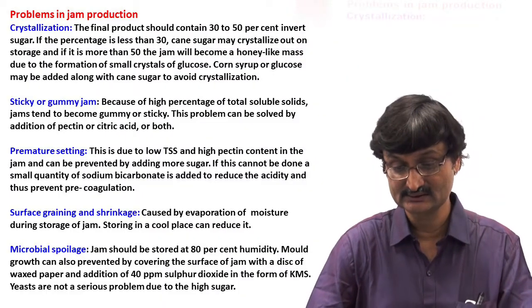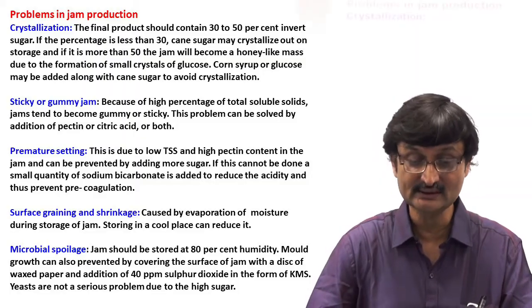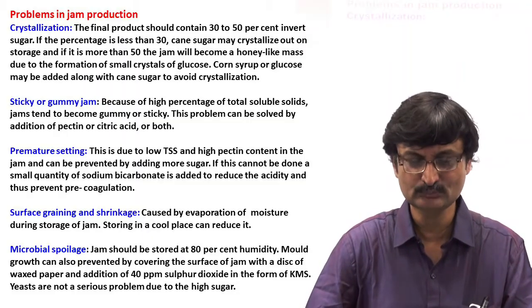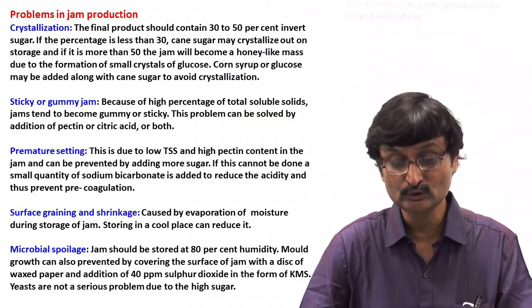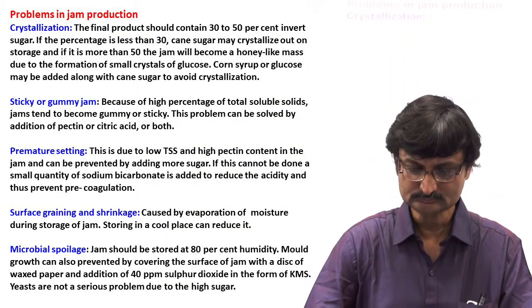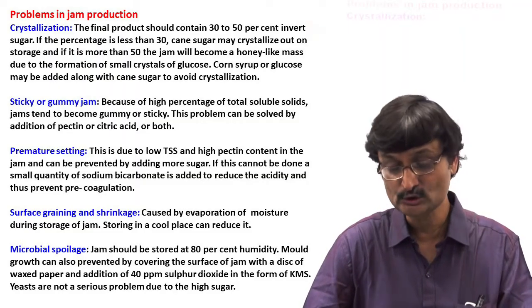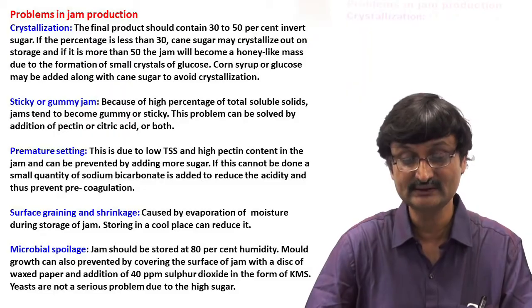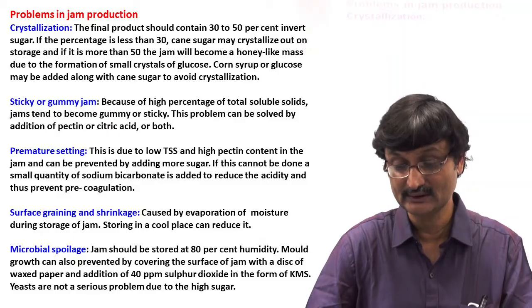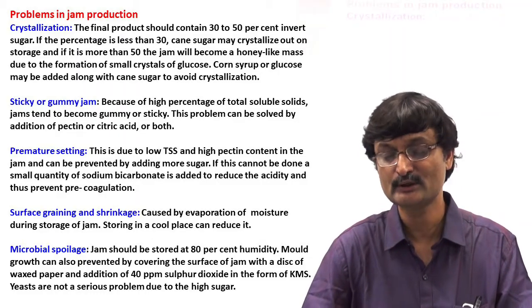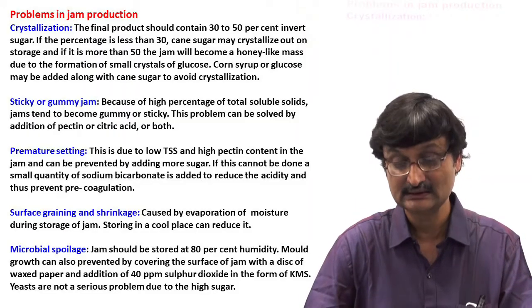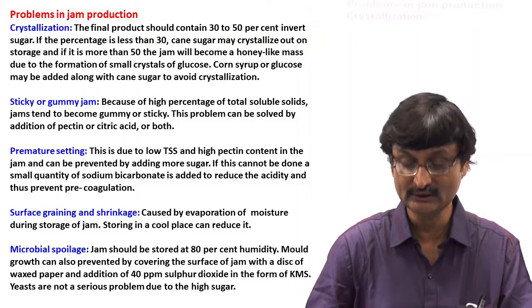Surface graining and shrinkage. It is caused by evaporation of moisture during storage of jam. When it is stored in a cool, dry place, this problem is rectified. Microbial spoilage. Jam should be stored at 80% RH. Mold growth can also be prevented by covering the surface of jam with a disc of wax paper, and addition of 40 ppm sulfur dioxide in the form of potassium metabisulfite, KMS. These are not a serious problem due to high sugar content.